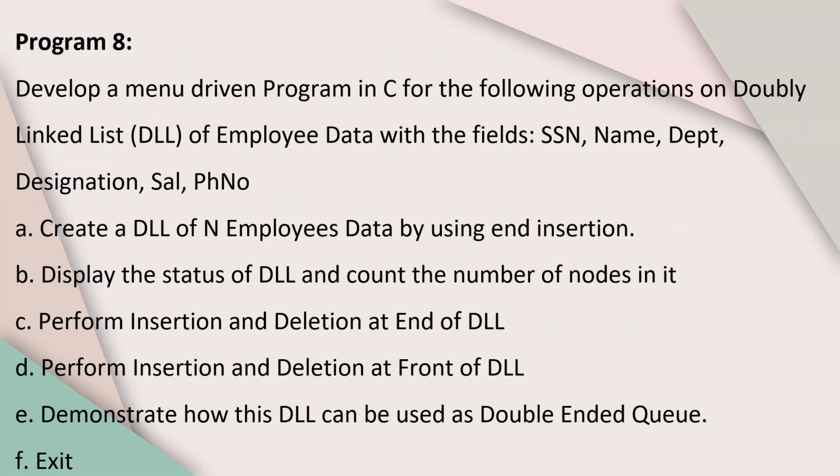The operations that need to be carried out are: create a doubly linked list of n employees' data by using end insertion, and display the status of the doubly linked list and count the number of nodes in it. Perform insertion and deletion at the end of the doubly linked list, and perform insertion and deletion at the front of the doubly linked list, and demonstrate how this doubly linked list can be used as a double-ended queue. Okay, let's look at all of these things.